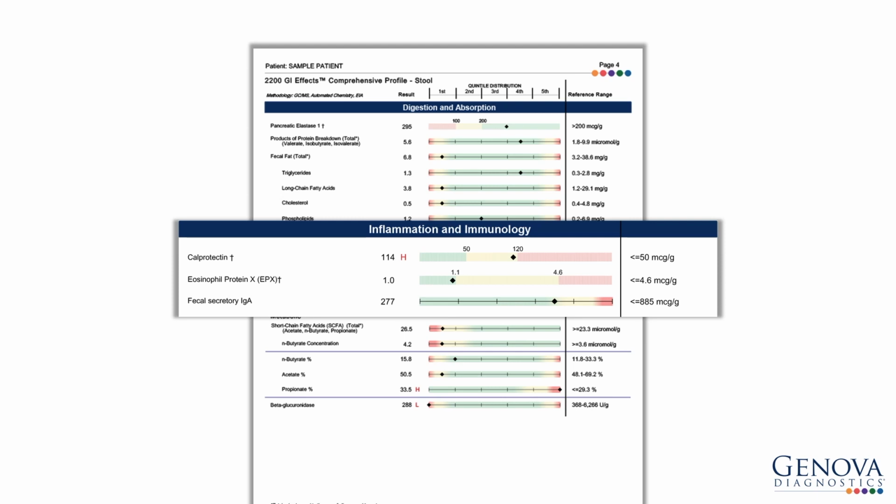Eosinophil protein X is a marker for eosinophil-mediated inflammation and can be elevated in association with parasites or IgE-mediated food allergies. This finding is low, which is considered normal.